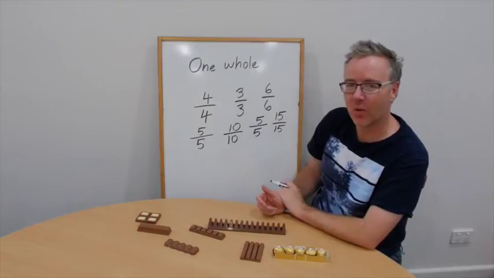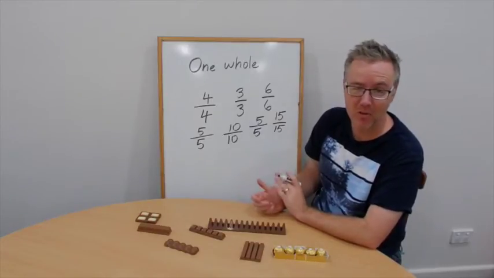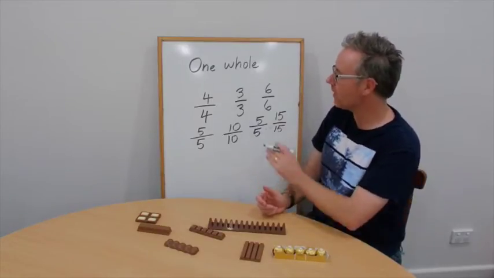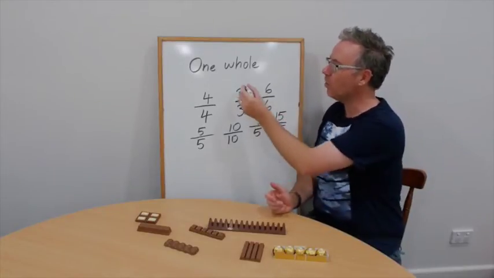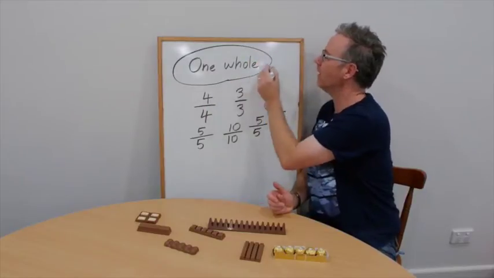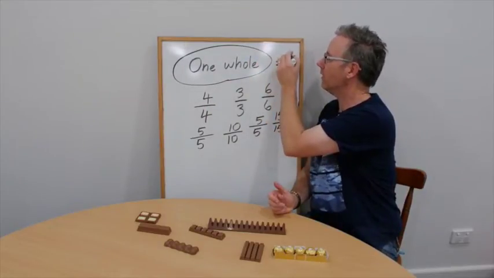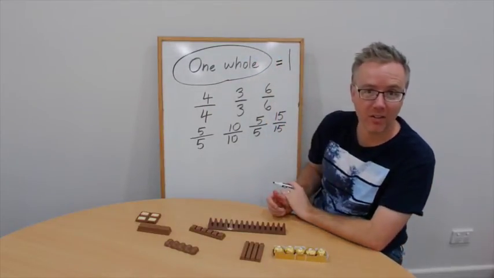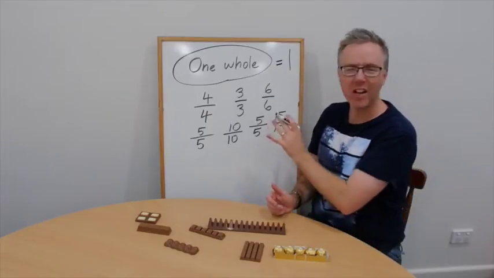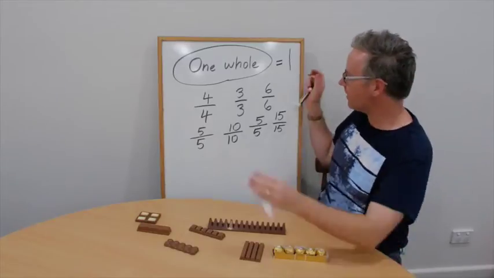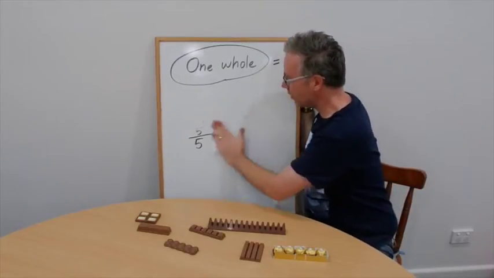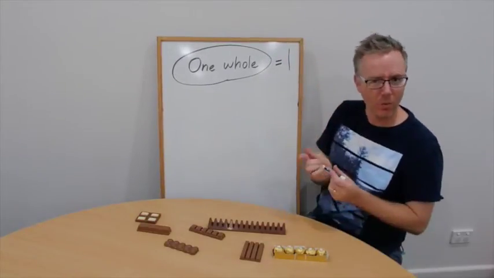So another thing that I want you to understand today, to memorize if you like, whenever the numerator is the same as the denominator, it will always equal one whole. That's right. So you could actually write any number as the numerator, and so long as it's the same as the denominator, it will always equal 1.